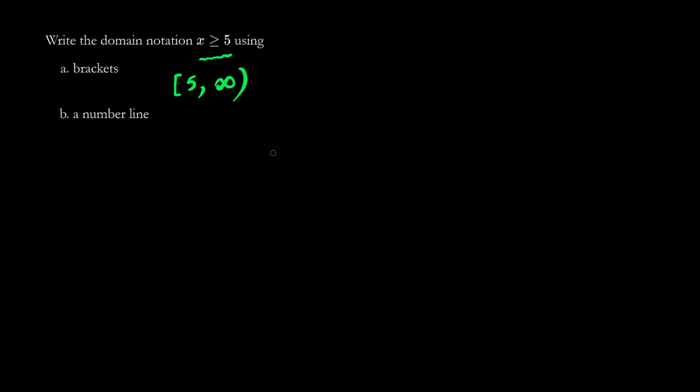Now what about a number line? We could simply start at 5. It's our critical point here. And we can extend out towards the right. If you really want, you can even draw a solid dot here. This solid dot represents including the endpoint 5. If this was a hollow circle, we'd be talking about greater than 5.